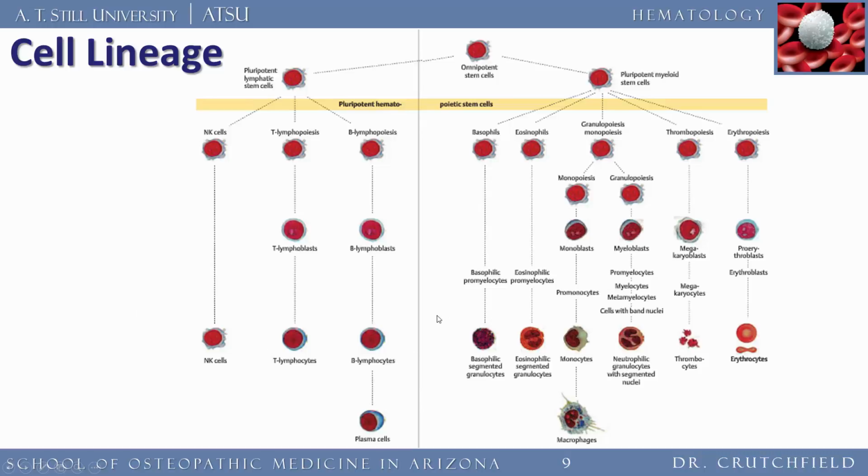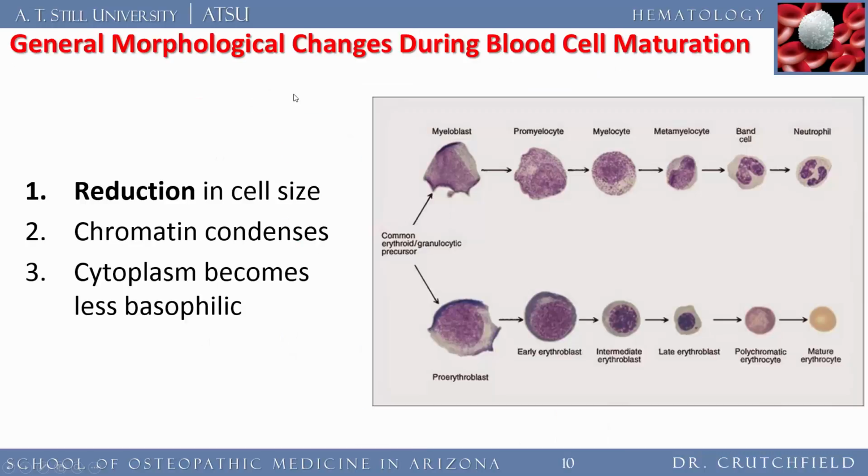What we're going to focus on for this presentation is these guys right here. We're going to look at basophils, some eosinophils, monocytes, macrophages, neutrophils, thrombocytes, and erythrocytes. All of this other stuff, the birth of these cells, will be covered in other lectures on hematopoiesis. We're not going to do that here.